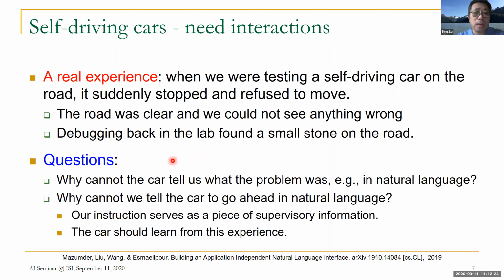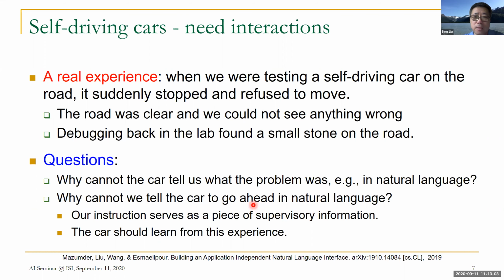So now we have this question: why can't the car tell us what the problem was? It doesn't matter in what language, it could be machine language or whatever, just give us a sign. Those problems are solvable. And even if the system can tell the user what happened, why can't we just tell the car to go ahead, using natural language or some other means of interaction?